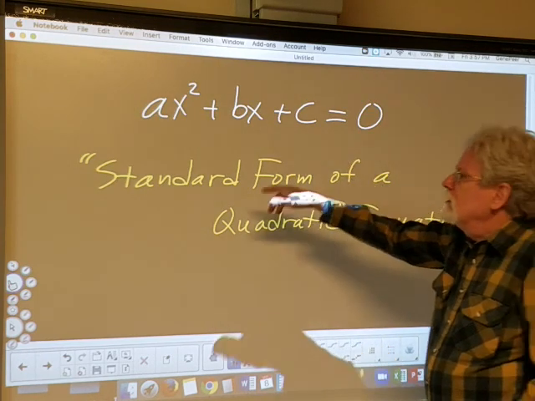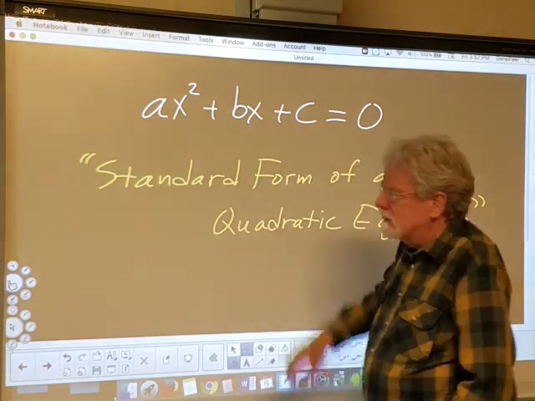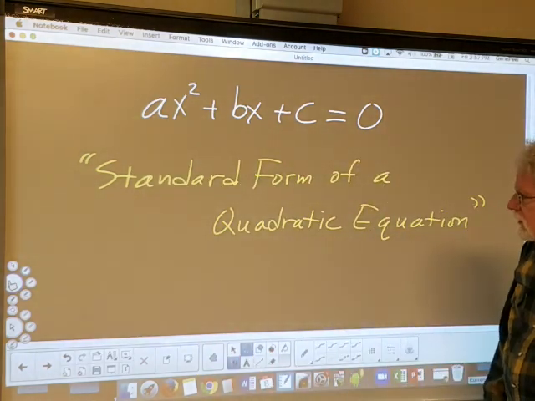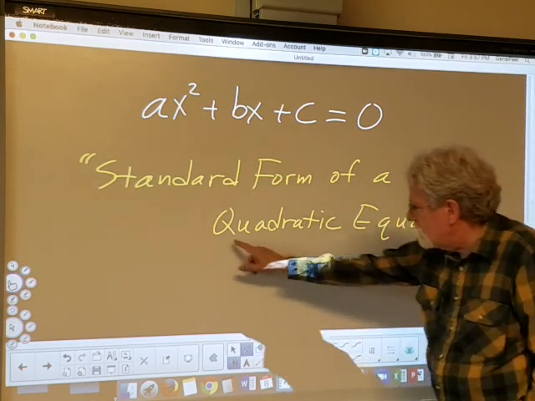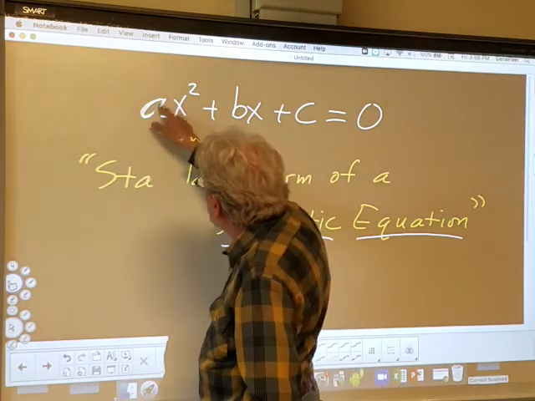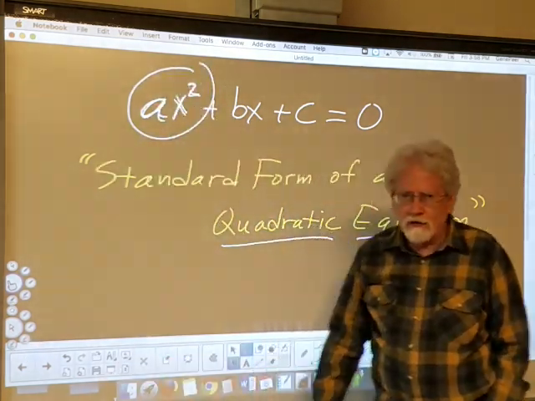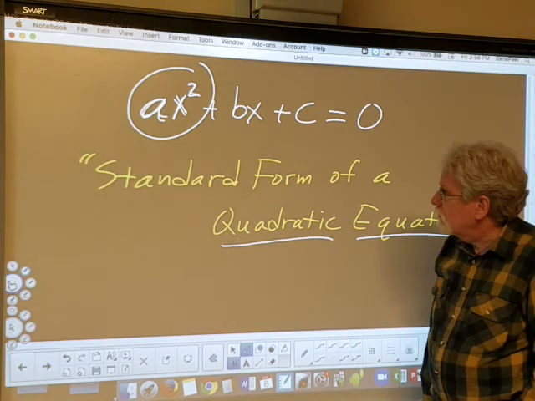An equation in the form ax squared plus bx plus c equals 0 is the standard form of a quadratic equation. It's this ax squared thing right here that makes it quadratic. So there's your basic definition.